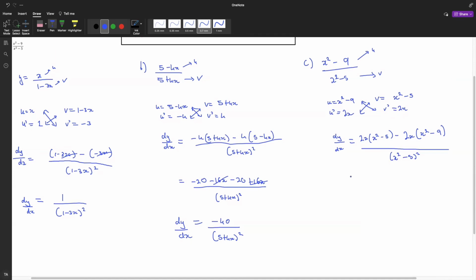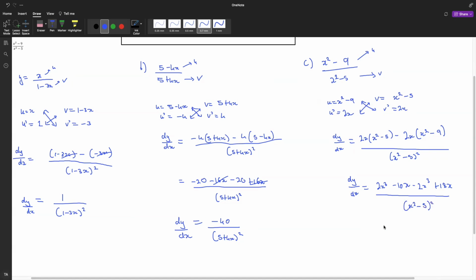Again, let's simplify the top, the numerator. 2x times x squared is 2x cubed, minus 10x. Then we've got minus 2x cubed, plus 18x, because minus 2x times negative 9 becomes positive 18. And that's, again, going to be over x squared minus 5 squared.